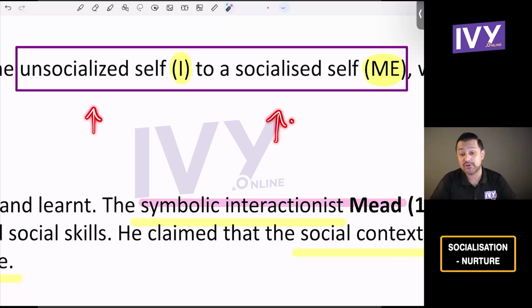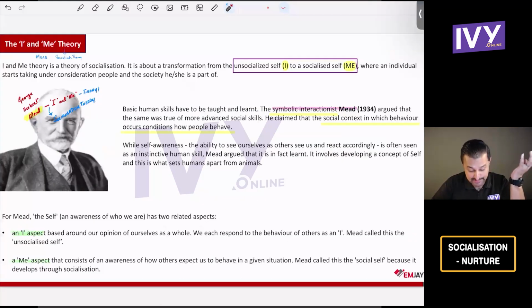Like I said, you wouldn't be tested today on this I and me theory. Nonetheless, the I and me theory and George Herbert Mead could be used as a reference in support of the idea of socialization, or the role that socialization plays when it comes to understanding human behavior. So the I and me theory is the theory of socialization. It is about a transformation from the unsocialized self to a socialized self, where an individual starts taking under consideration the people and the society he or she is a part of.